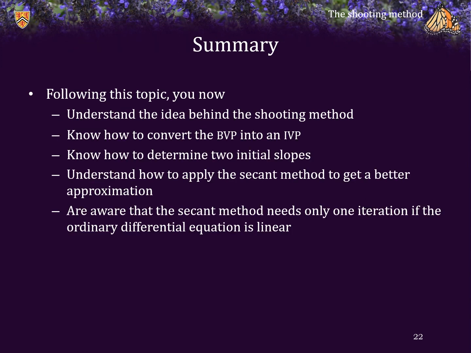So following this topic, you now understand the idea behind the shooting method. You know how to convert a boundary value problem into an initial value problem for which we have to determine the appropriate initial slope. You know how to determine two initial slopes based on the boundary value problem. And you understand how to apply the secant method to get subsequent better approximations. You're also aware that the secant method needs only one iteration if the ordinary differential equation is linear.